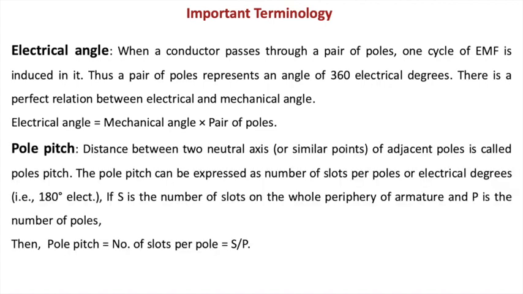Pole pitch. The distance between two neutral axes or similar points of adjacent poles is called the pole pitch. The pole pitch can be expressed as number of slots per pole or electrical degrees. If S is the number of slots on the whole periphery of the armature and P is the number of poles, then the pole pitch, the number of slots per pole, is equal to S by P. Suppose you have number of slots as 24 and number of poles as 4. So 24 divided by 4, there will be 6 slots which will make a pole pitch.